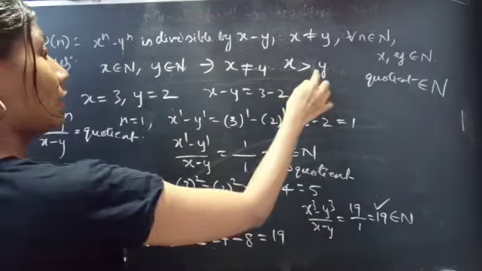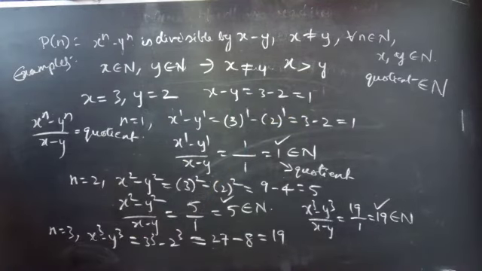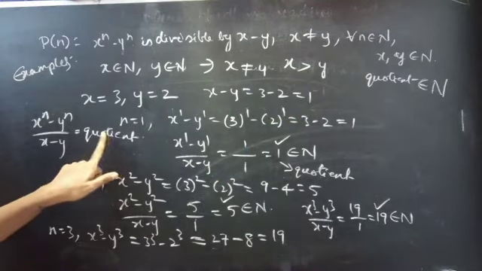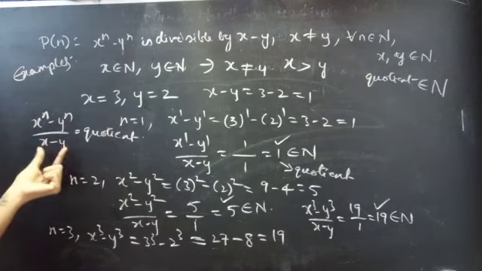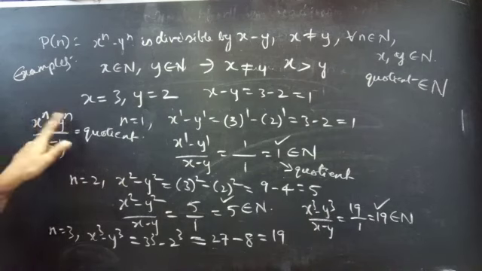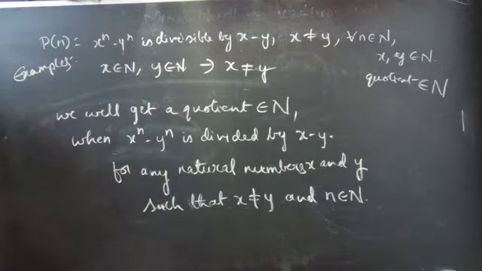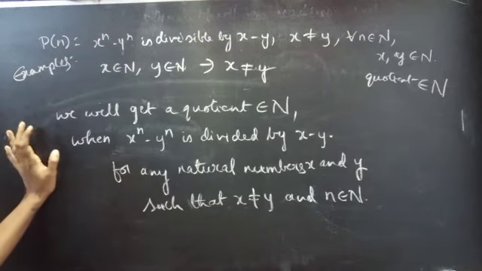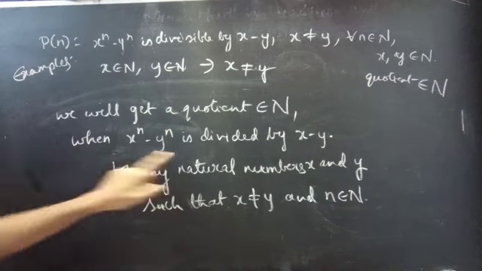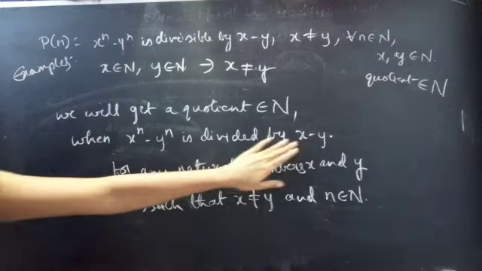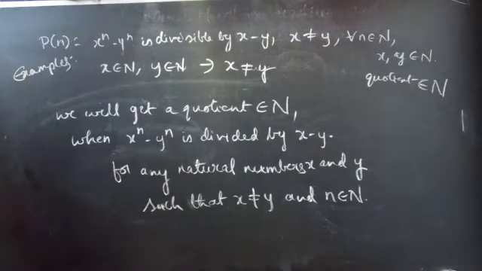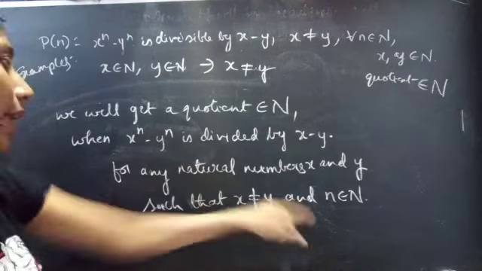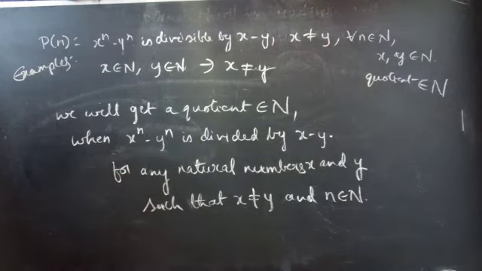So when x is greater than y, for x and y being natural numbers, we'll get a quotient which belongs to natural numbers whenever x^n minus y^n is divisible by x minus y for some n belonging to natural numbers. So we will get a quotient which belongs to natural numbers when x^n minus y^n is divided by x minus y for any natural numbers x and y such that x is not equal to y and n belongs to natural numbers.